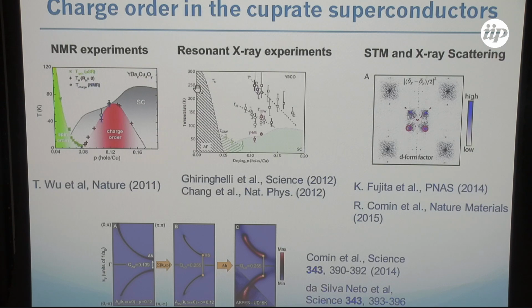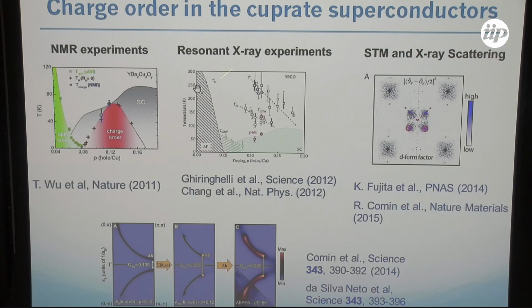Okay, so I'll start here with the ubiquitous evidence of a charge order phase in the cuprates. I will start here with the NMR experiments where we found a field-induced charge order phase. This is a long-range, static order inside the superconducting dome. And this was very interesting because it really established the existence of this phase.